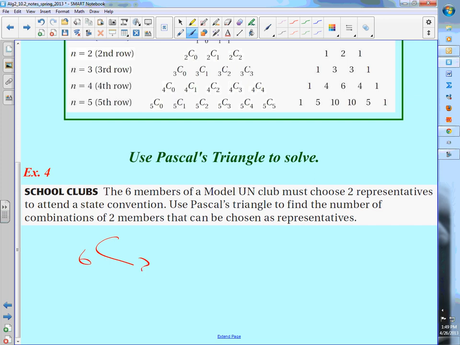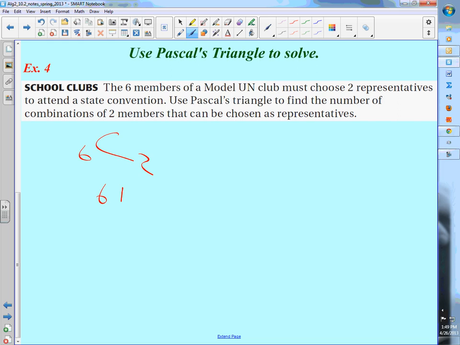6 taken 2 at a time. Do I really need Pascal's triangle for this? No, just do it on your calculator. Okay? I really want to see the 6 factorial, 6 minus 2 factorial, and 2 factorial, and then plug it into your calculator. Why would you need to use Pascal's triangle?